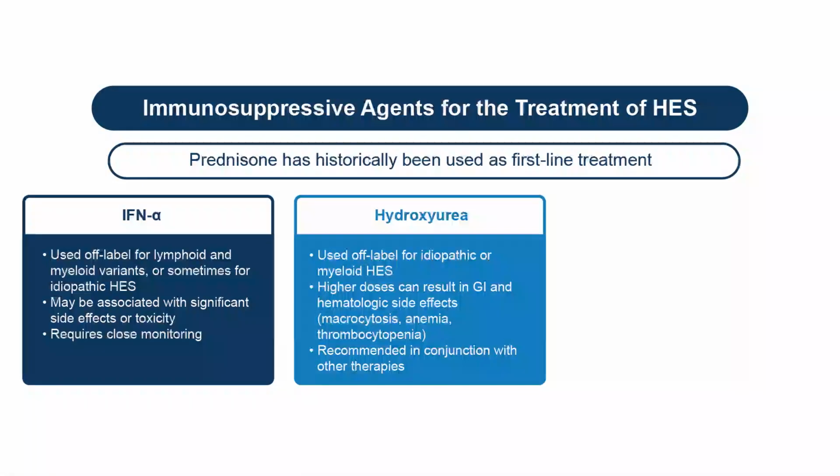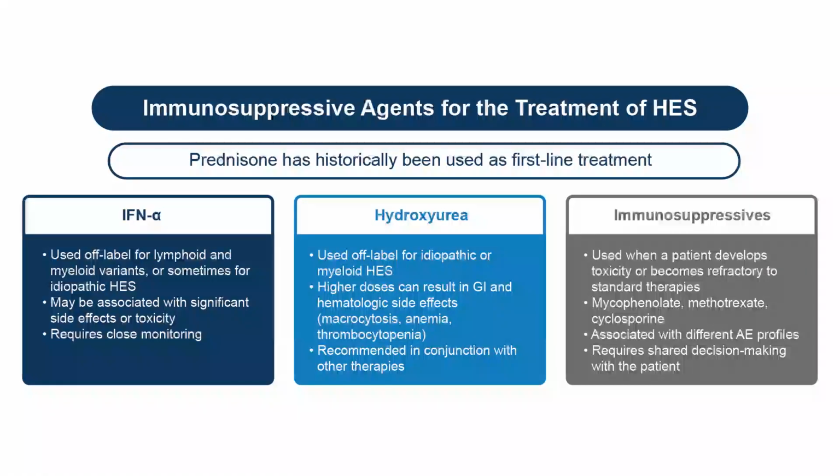Hydroxyurea has also been used in hypereosinophilic syndrome. It's also considered off-label use for idiopathic HES. However, similar to interferon, higher doses and long-term use often result in hematologic side effects or other symptoms that result in its discontinuation. It's often used in conjunction with other therapies for control of HES.